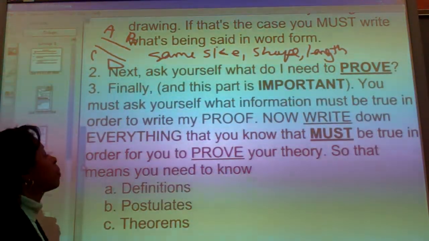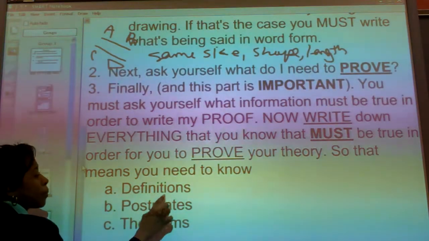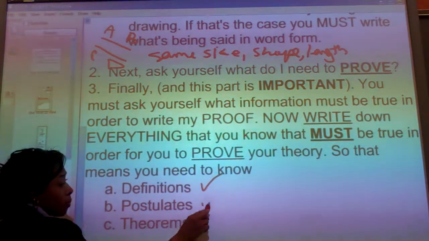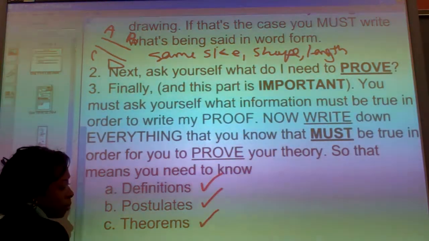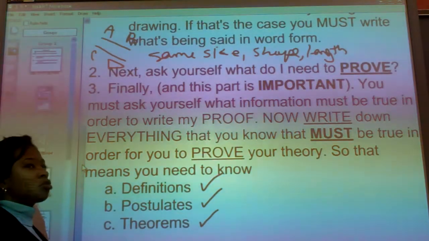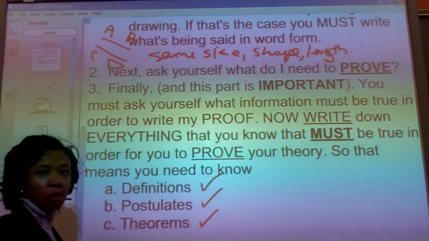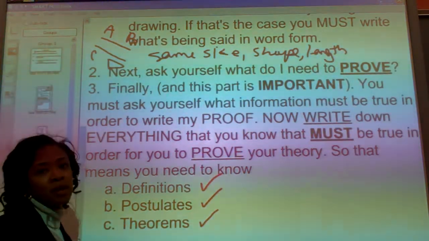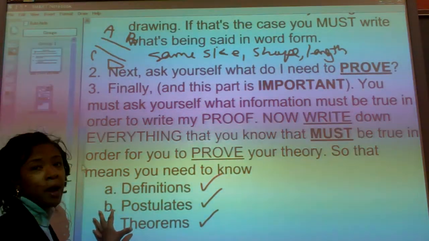You need to be able to prove that theory, so that means you got to remember definitions, you have to remember postulates, and you have to remember theorems. You have got to commit them to memory. I can't stress it enough. I know some of you like to skim your notes, try to call yourself writing down a definition. You can't just write down definitions in this class for proof writing.